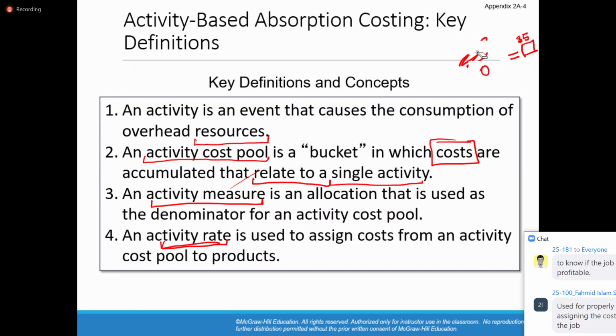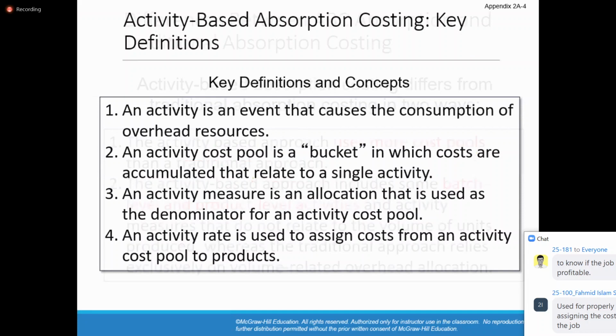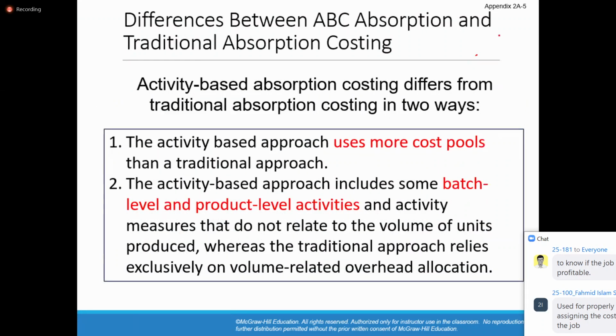So how is the activity-based absorption costing different from the traditional absorption costing? The first point is probably clearer to you because I have given you some examples. Which one is more wider? You see that the activity-based approach uses more cost pools than a traditional approach.